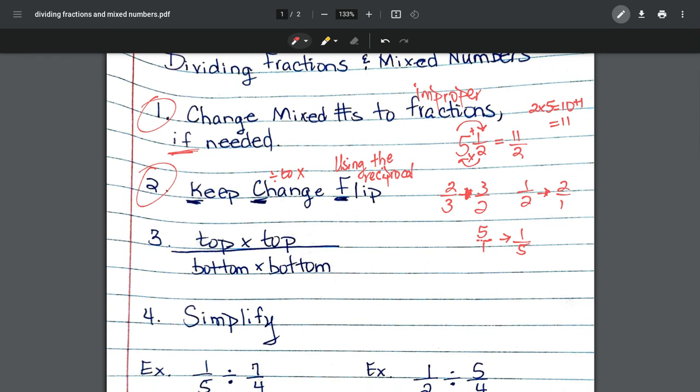And then after you change it to multiplication, you just apply your multiplication rules. Top times top and bottom times bottom, and then you simplify. So basically, dividing fractions is really multiplying because you're multiplying by what we call the multiplicative inverse or the reciprocal. Instead of saying multiplicative inverse, which you may have heard too, we just use the term reciprocal.